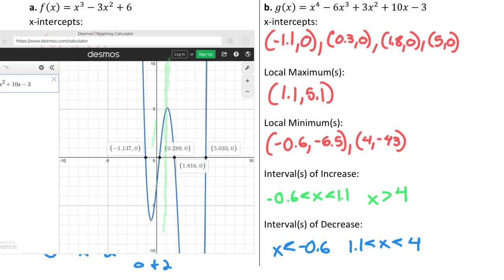So my intervals of increase, I tried to highlight them in green, but the first one was between negative 0.6 and 1.1. The second one was to the right of 4. So that represents my 2 intervals of increase. Intervals of decrease were values to the left of negative 0.6, and then values between 1.1 and 4. So that's how I described the main features of that graph.